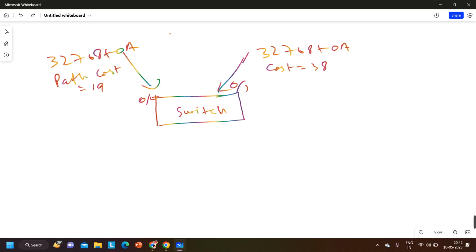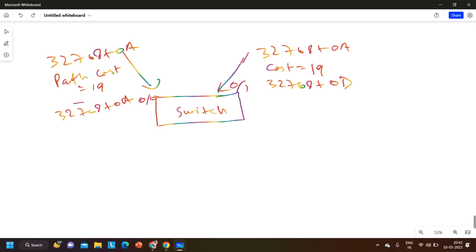If I am receiving BPDUs from the same root bridge but from two sides, then I will check the path cost. If the path cost is also the same, then what is it going to check? Sender bridge ID, yes. And the sender bridge ID over here is 32768 plus 0A, and let's say the sender bridge ID over here is 32768 plus 0D. So which BPDU is superior? The one the switch is receiving on 0/0 or on 0/1? On 0/0. Yes or no?